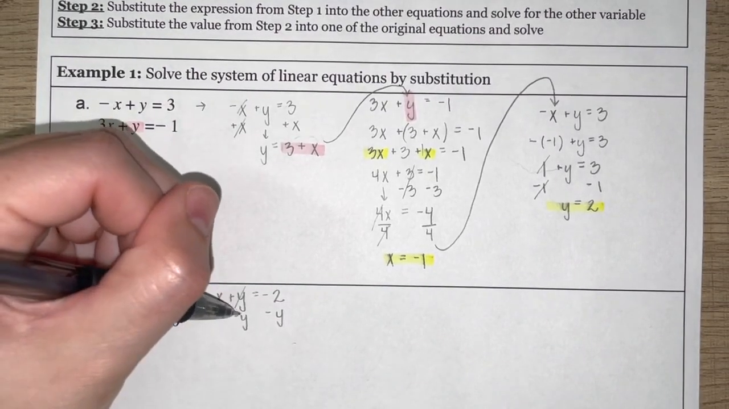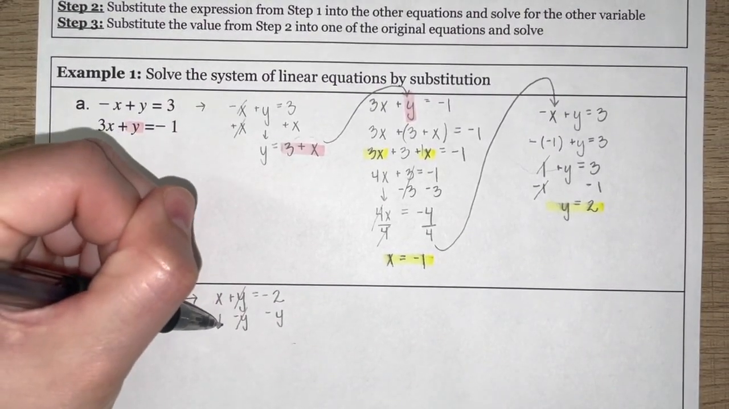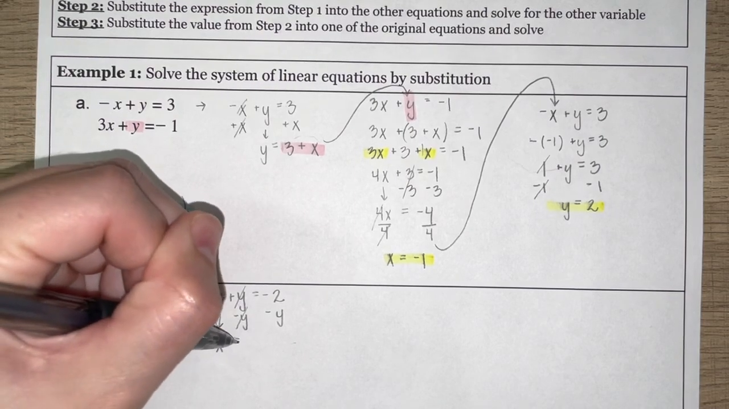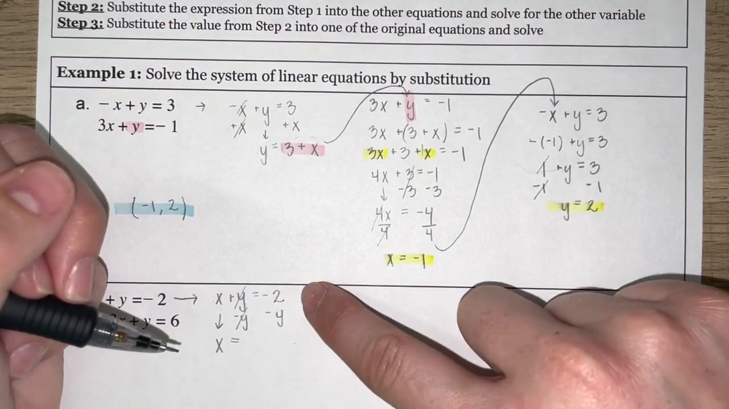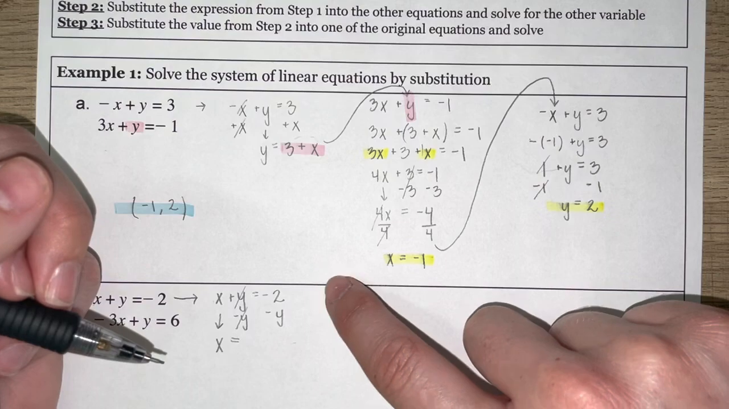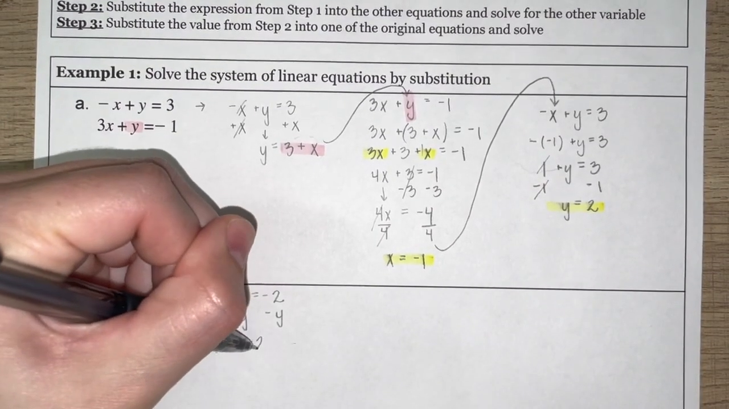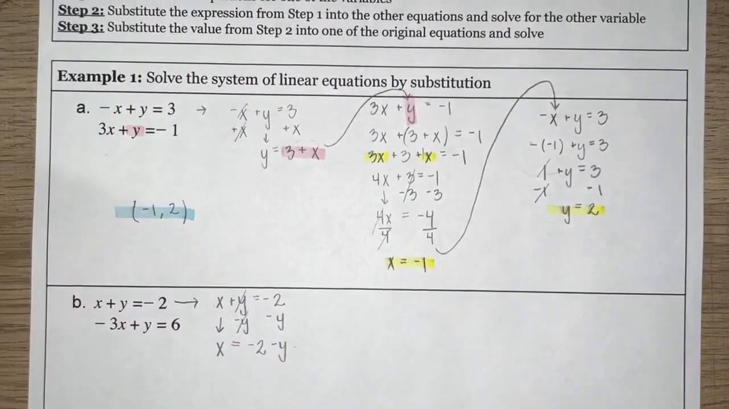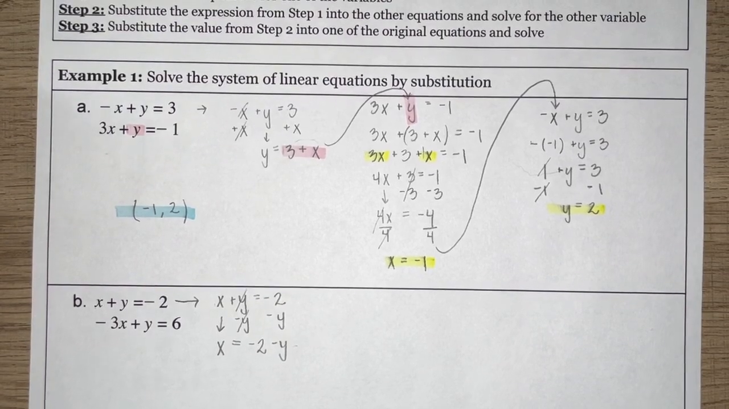So the y minus y cancels out. I'm going to bring down the x, and then I have equals. I can either write it as negative 2 minus y or negative y minus 2. It doesn't really make a difference here. So x equals negative 2 minus y.